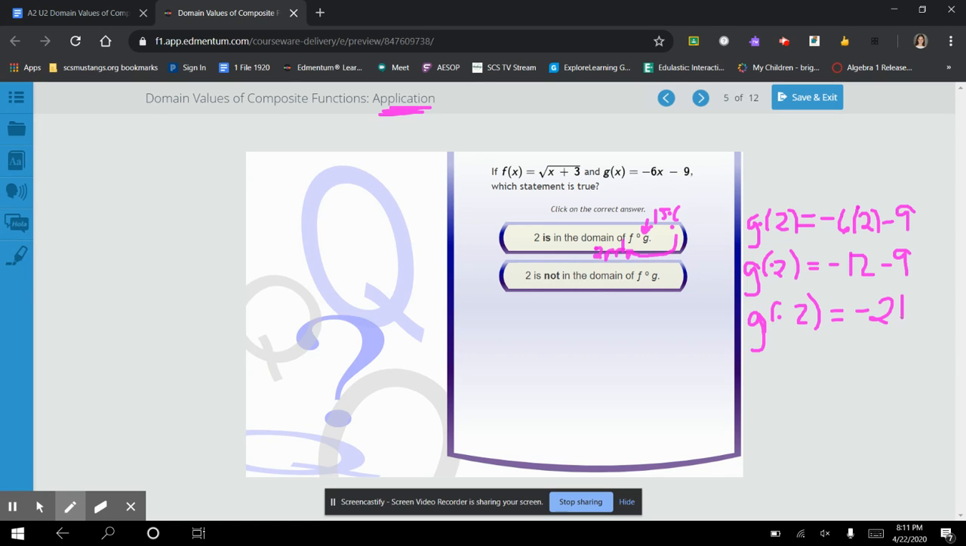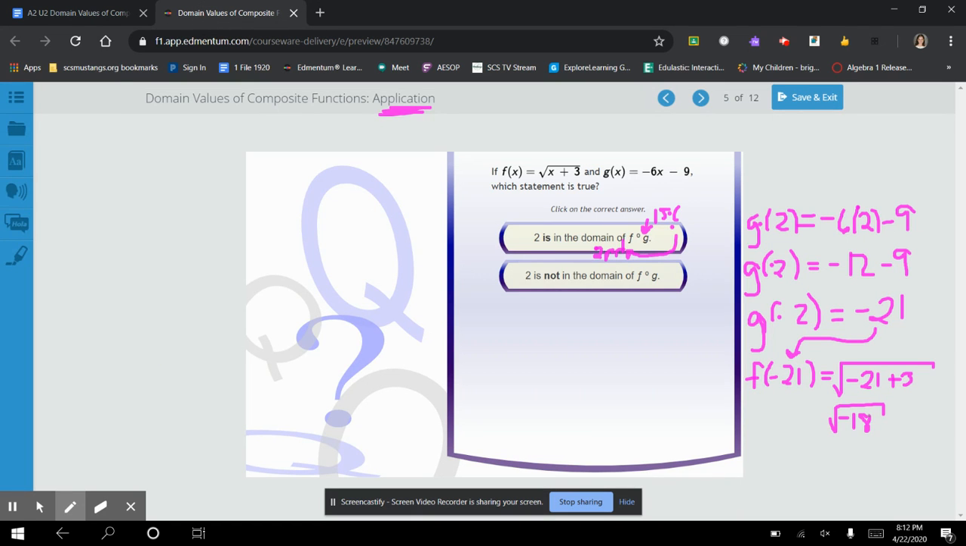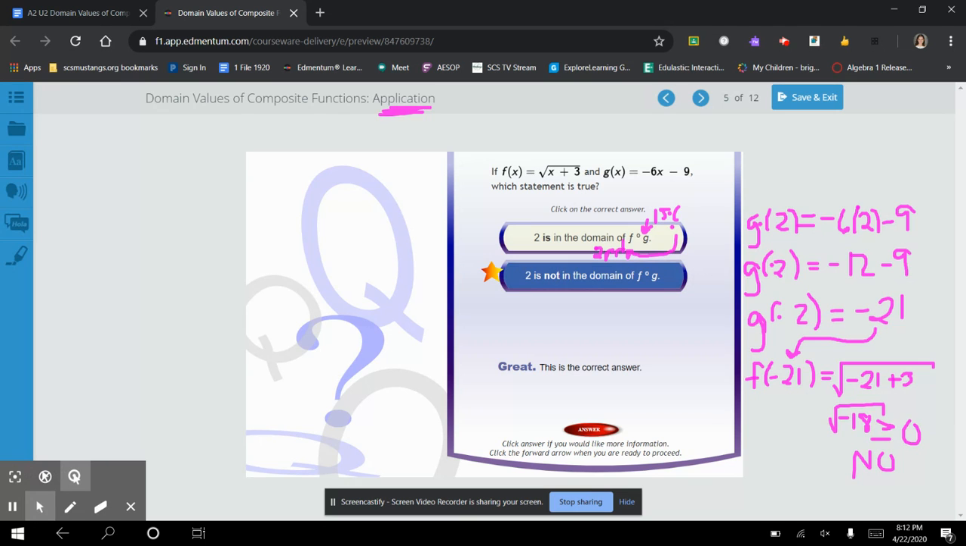So now I need to take that and plug it into f of x. Now I'm going to do f of negative 21, because we want to take that answer and substitute it into f, which is equal to the square root of negative 21 plus 3. So negative 21 plus 3 gives us the square root of negative 18. I'm going to go over here and check the table. For square roots, we said whatever's inside that square root has to be greater than or equal to 0. So if I look, is negative 18 greater than or equal to 0? No, it is not. So 2 is not going to be in the domain of f of g.